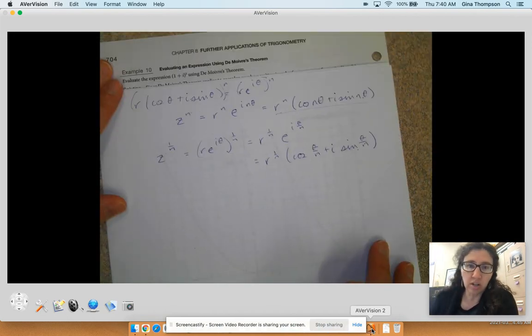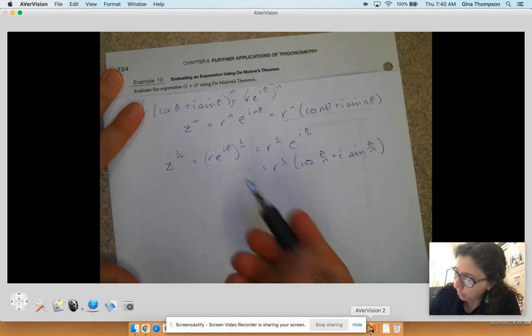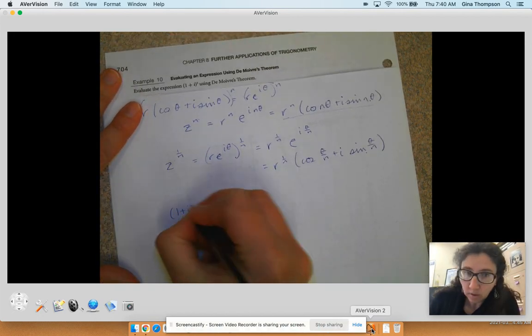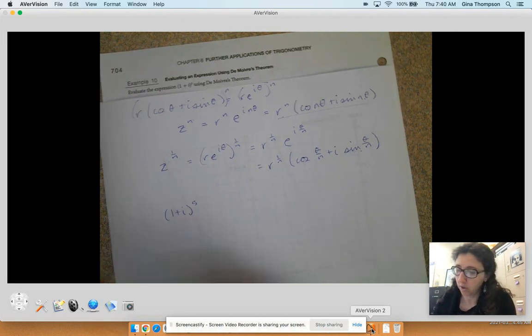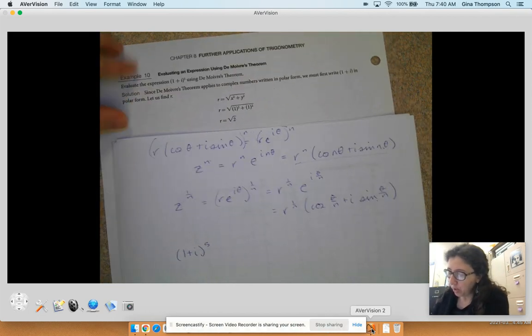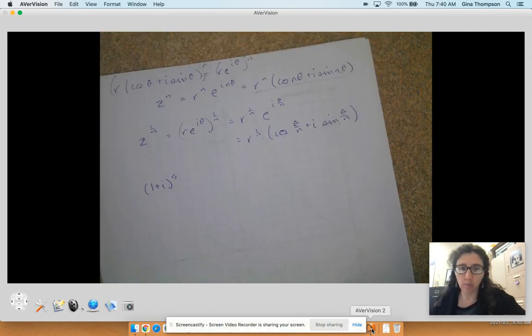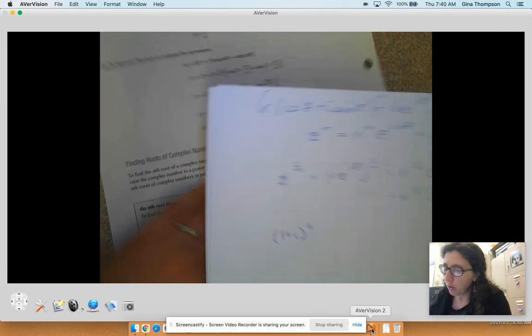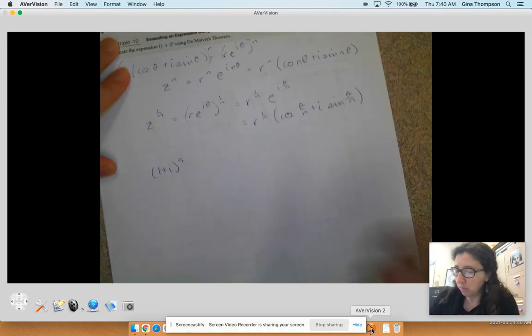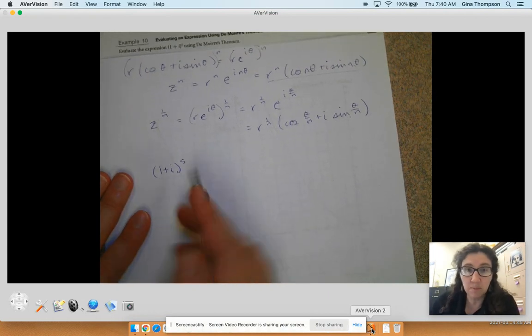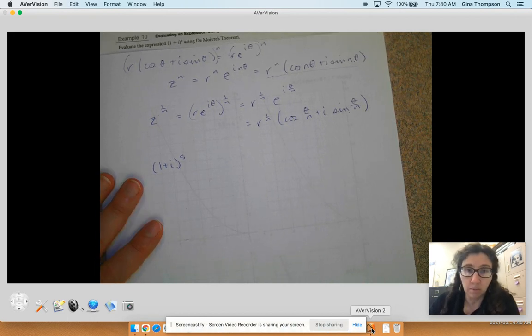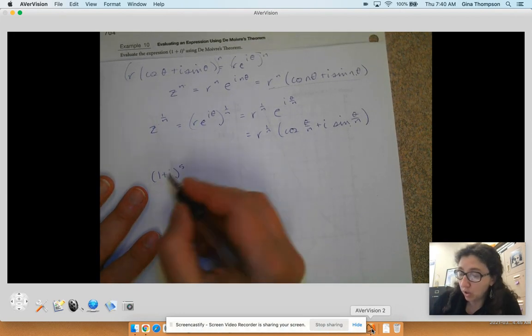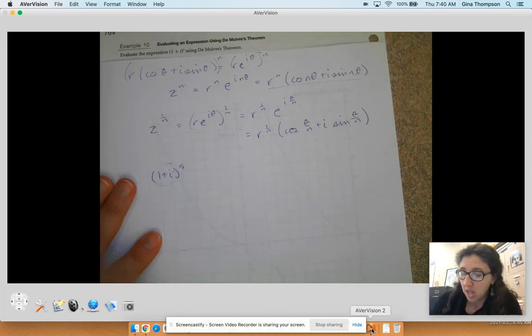Evaluate this expression, 1 plus i to the 5th, using de Moivre's theorem. In order to do this, we have a few options. One is we could multiply this out times itself 5 times and see what we end up with. That seems like a pain, but not impossible. The other is that we could write this in polar form and raise it to this power. So how are we going to do that?